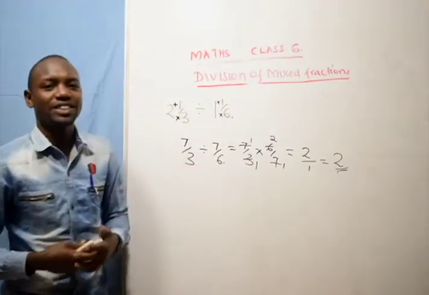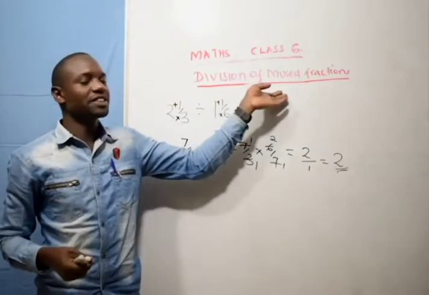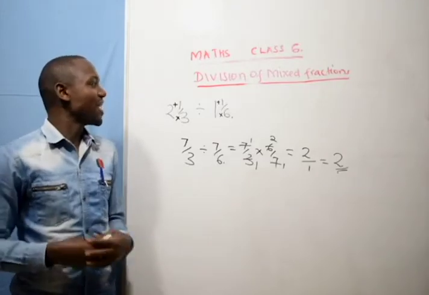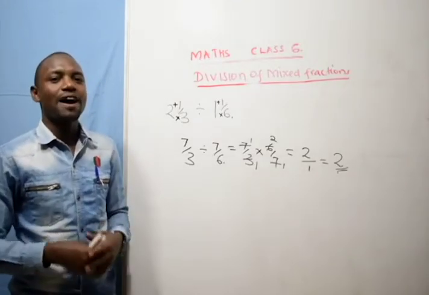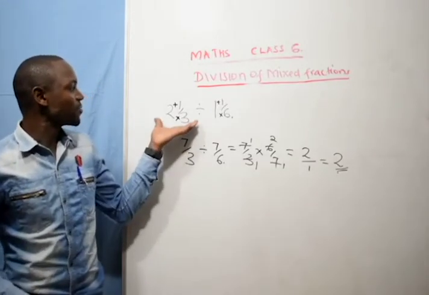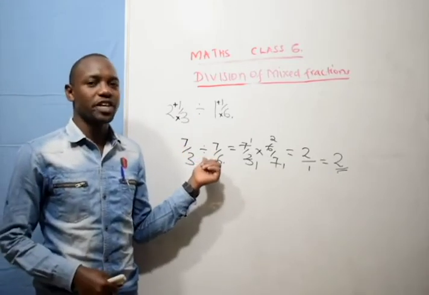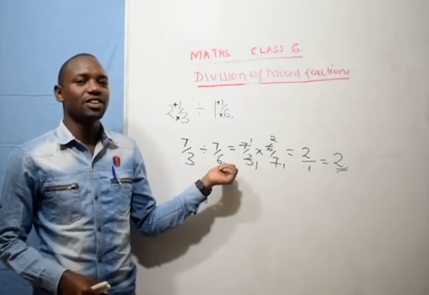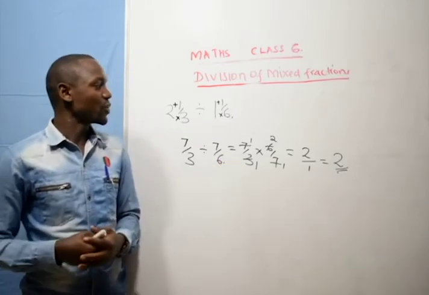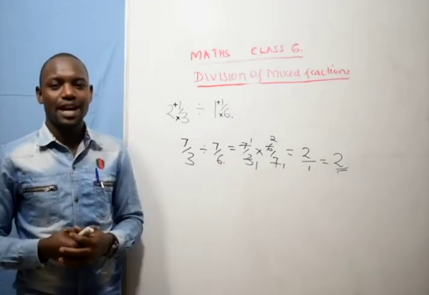2 over 1 is the same as the whole number 2. So generally what we are saying is, when dividing mixed fractions, first convert the mixed fraction to improper fraction. After converting the mixed fraction to improper fraction, then change the division sign to multiplication, then get the reciprocal of the second fraction. That is how we divide mixed numbers.